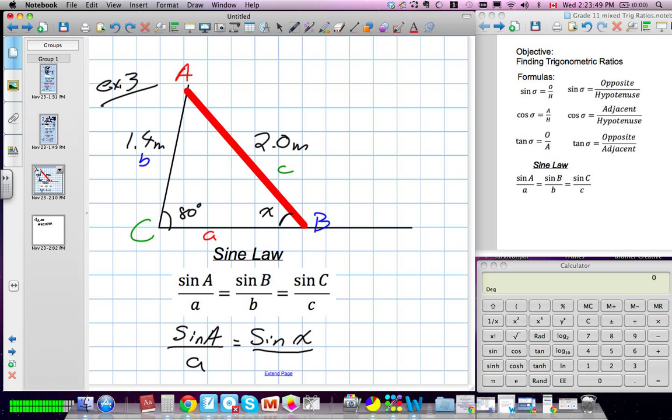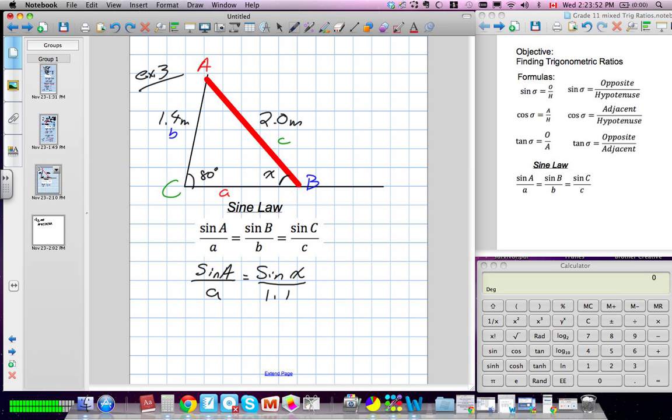So of our ratios, right now our sine A ratio, we have actually none of the measurements for this. So we're going to drop it off from the equation.